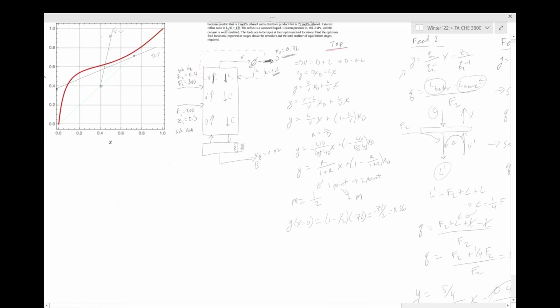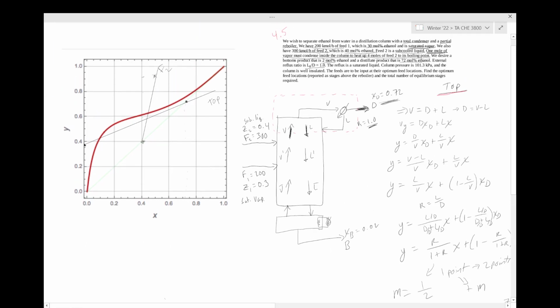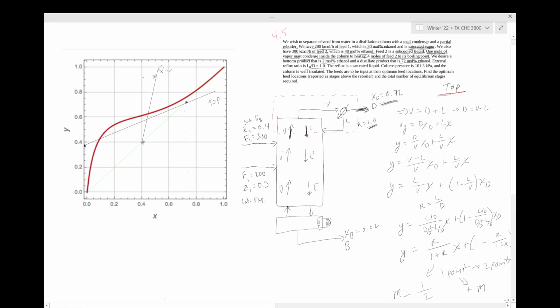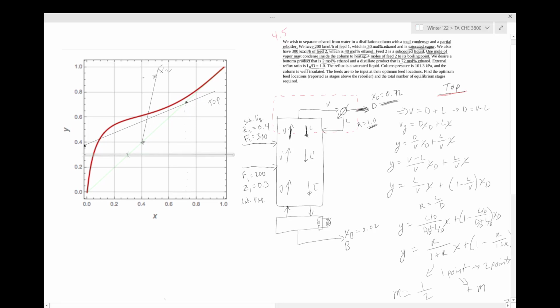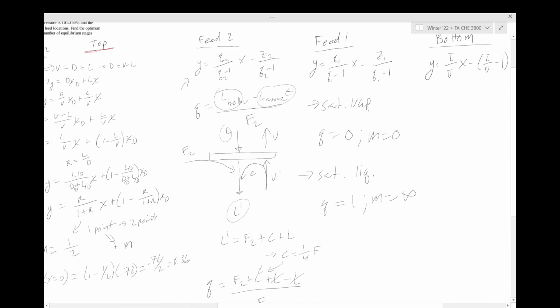So for our feed 1 operating line, we need to go to where the component y equals x at 3. So it's going to be about here. And then we have a slope of 0. So from there, we just draw a 0 slope at y equals x equals 3. Okay, so there is our feed 1 operating line. Okay, almost there. So the next thing we have to do then is keep going, our bottom operating line.